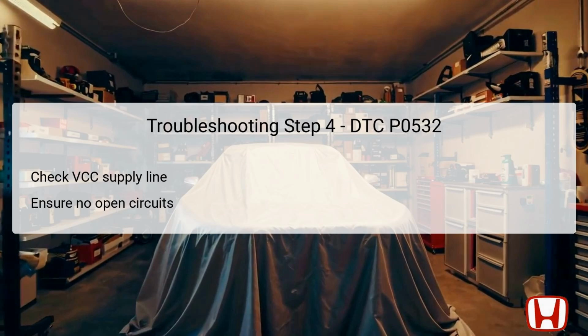After verifying the AC pressure sensor and its wiring, the next step involves checking the VCC, or Voltage Common Collector, supply line that provides power to the sensor. Using a multimeter, ensure that there are no broken connections or interruptions along this line that could inhibit power delivery to the sensor. If the VCC line is open or shorted, it will prevent the AC pressure sensor from operating correctly, leading to the PCM detecting a low voltage situation. This failure in the VCC supply will trigger the DTC P0532.